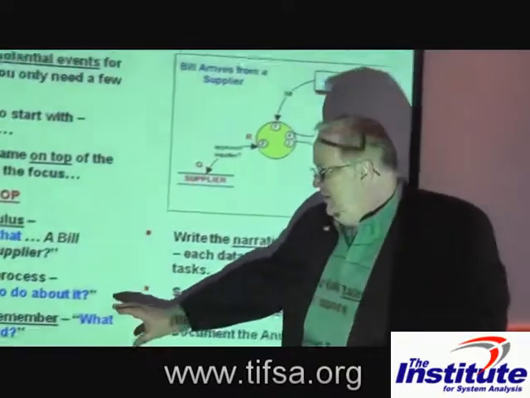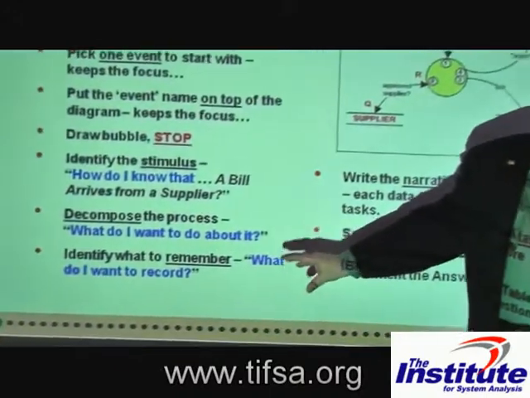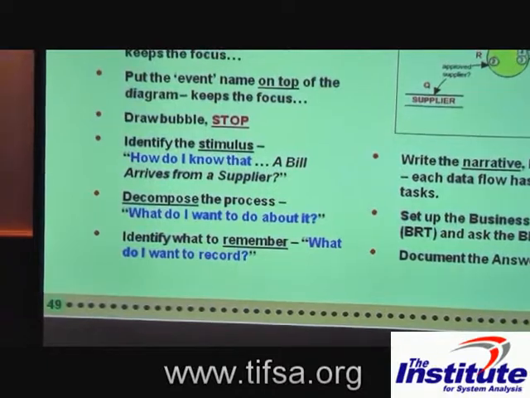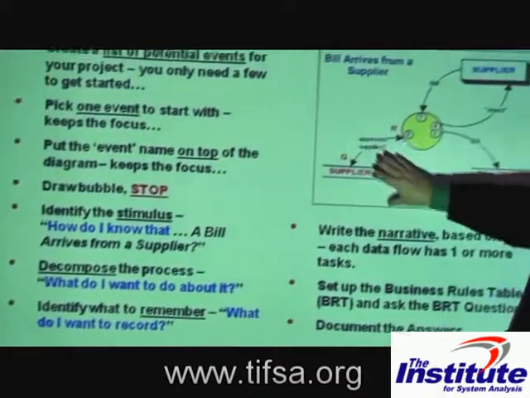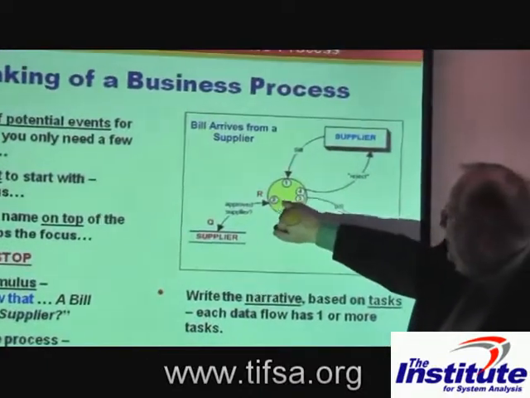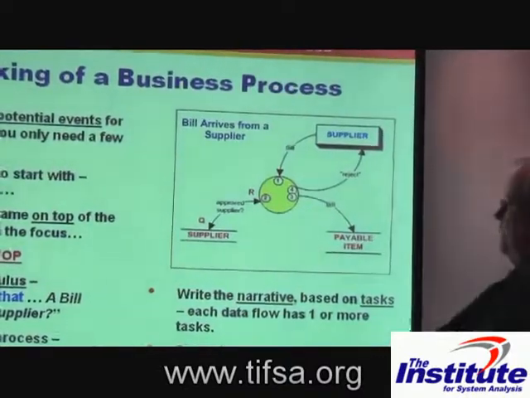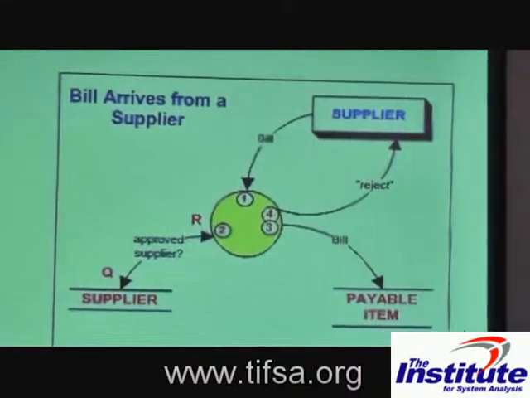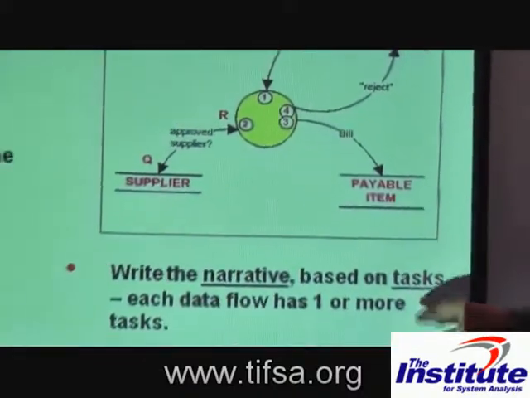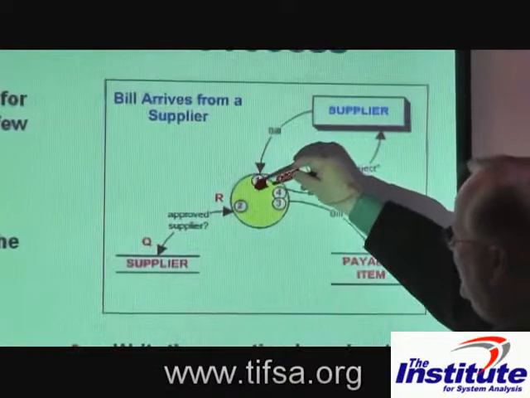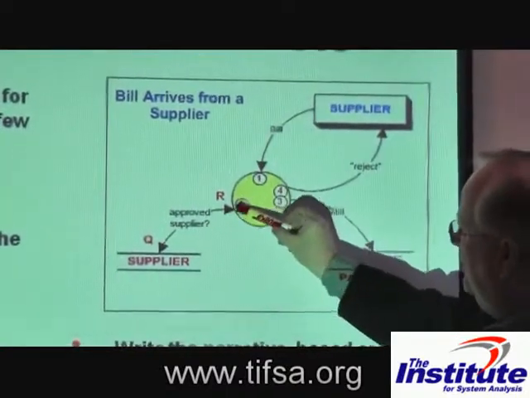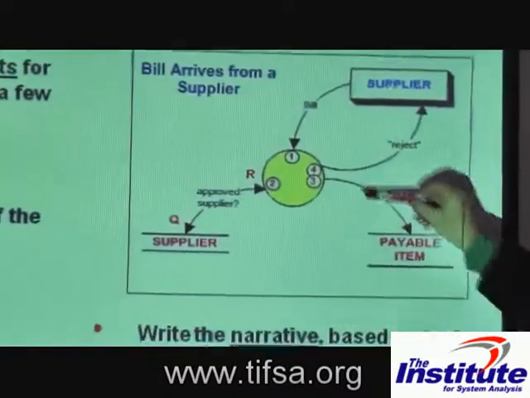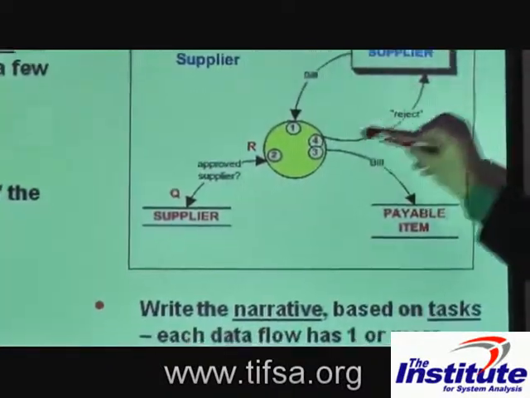And the third question is, what do I want to keep track of or record? Well, I want to keep track of the bill. And we've already done that, so we've got it all in this case here. So that means you now have this diagram minus these numbers. It's not labeled yet. And then we write the narrative based on the tasks we identify. So we identify a task here with data flow. Here we identify a task with this dialogue data flow. Here's another data flow. And here's another data flow.